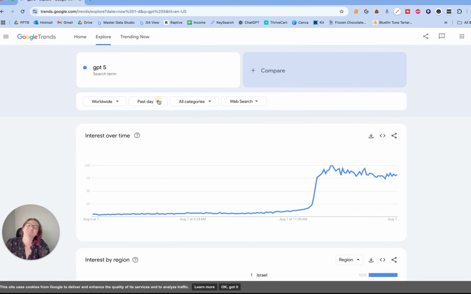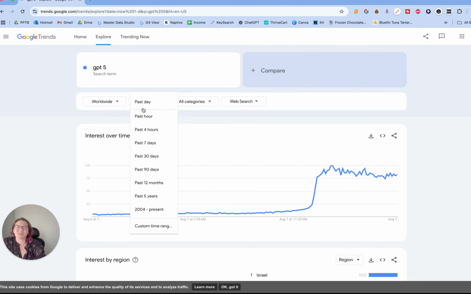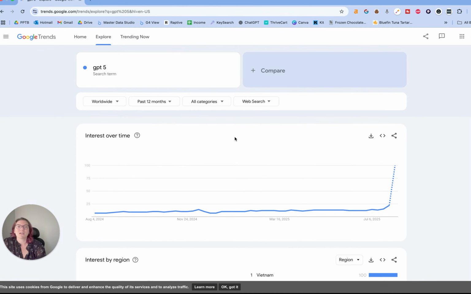But with this, we also can zoom out and adjust not just the location, but the time period. So here we have options for throughout the day, throughout the week, month, 3 months, year, past years. And then 2004 is when this starts tracking data, which I think is quite funny. But if we zoom out to even the past 12 months, we're going to see that it flatlines because it didn't exist yet.